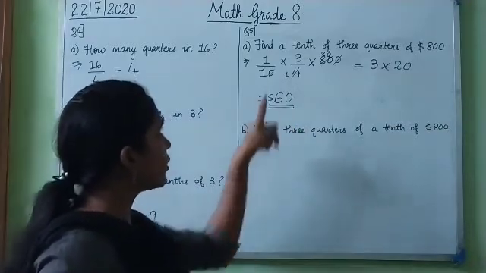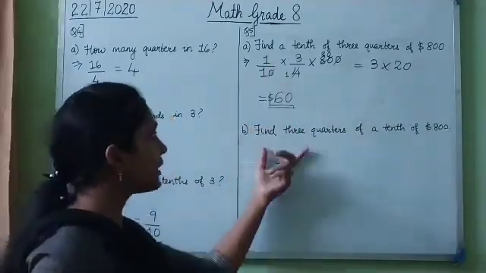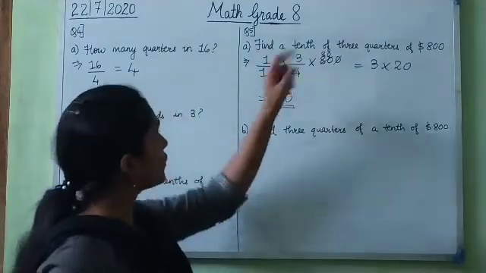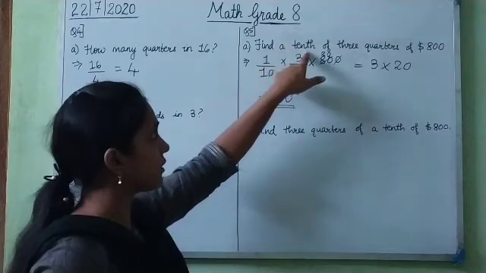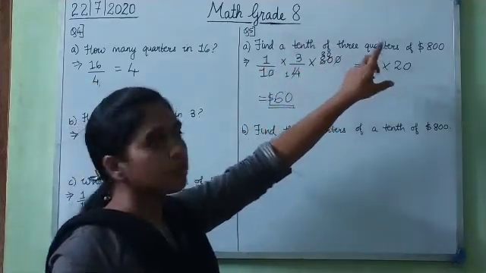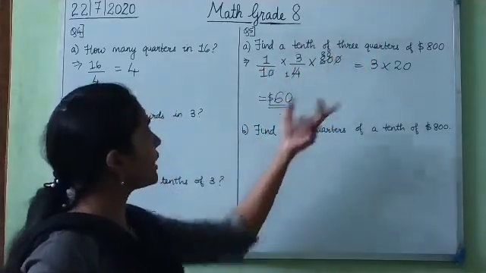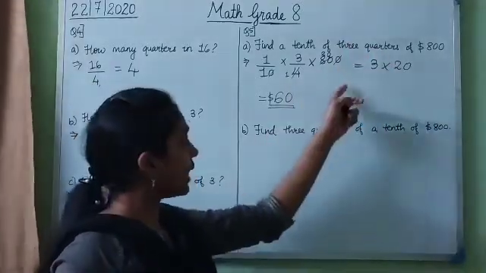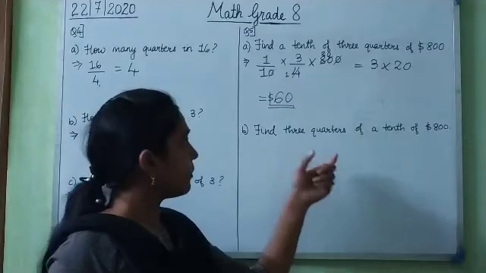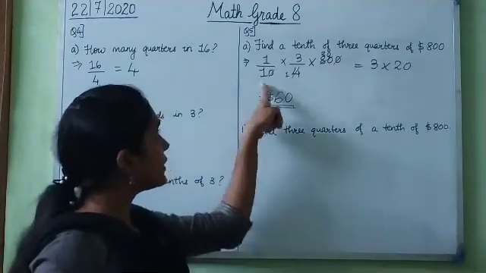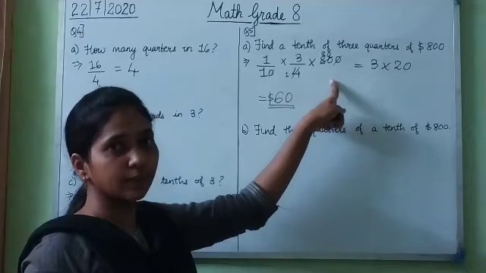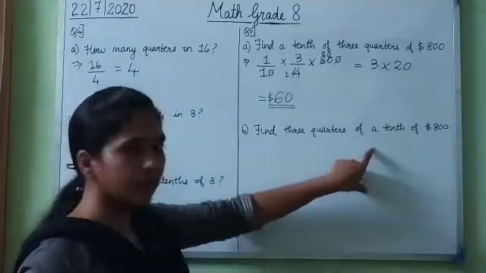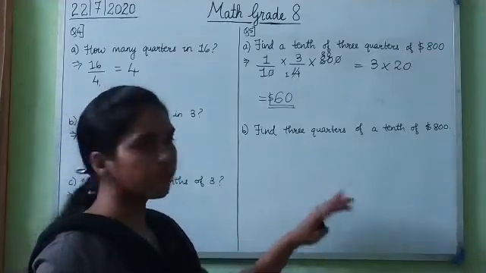Now the second question. The second question is similar to the first one, only they have rearranged the terms. Okay. So first, in the first question, what have they written? Find a tenth. Okay, of 3 quarters. And in the second question, they have written the 3 quarters first, and then they have written the tenth. Okay. So the answers of both the questions will be the same, but by framing the numbers, the framing will be different.